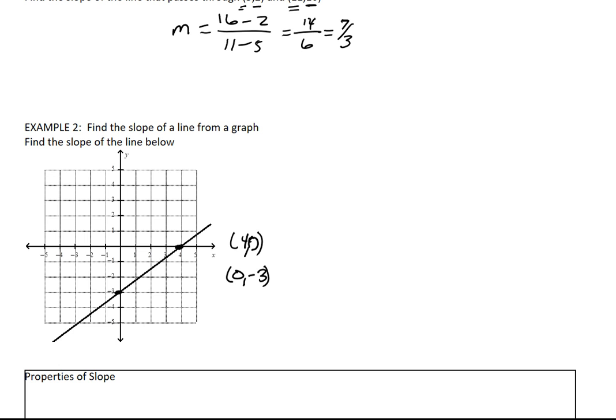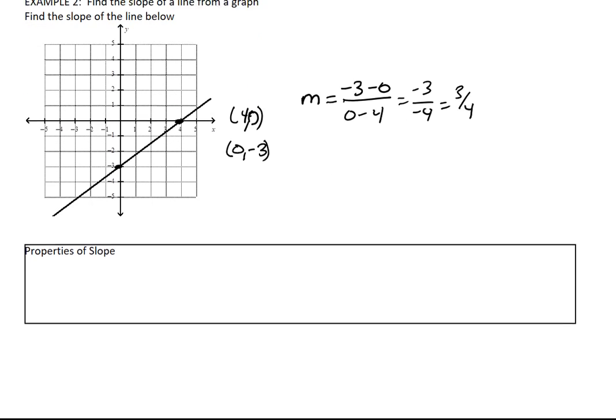And then we do exactly what we did above. So m equals negative 3 minus 0 over 0 minus 4, which is negative 3 over negative 4, and the negatives cancel, so it's just 3/4. We found the slope of that line.